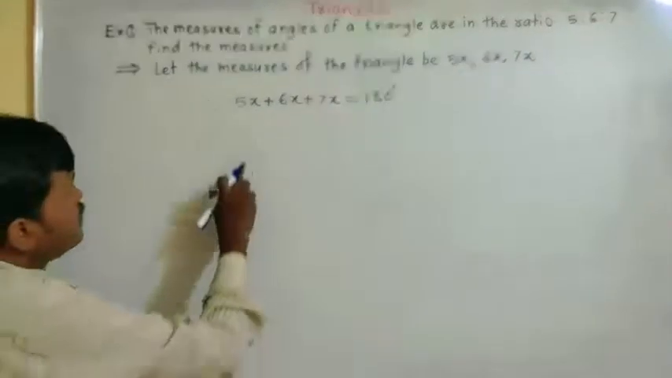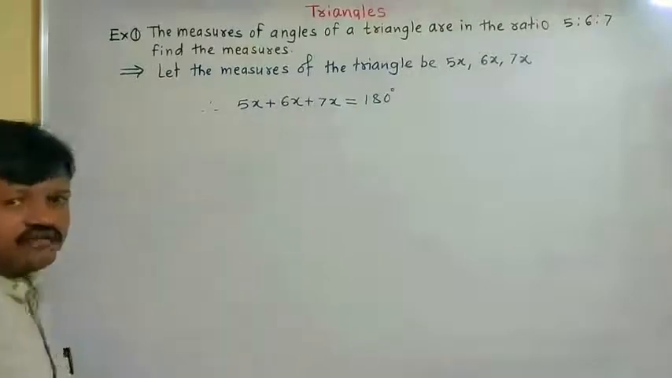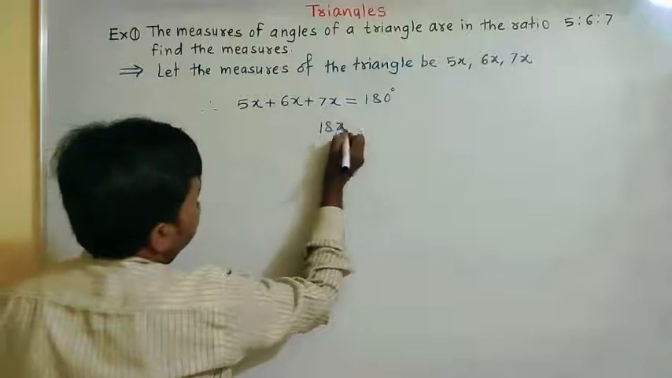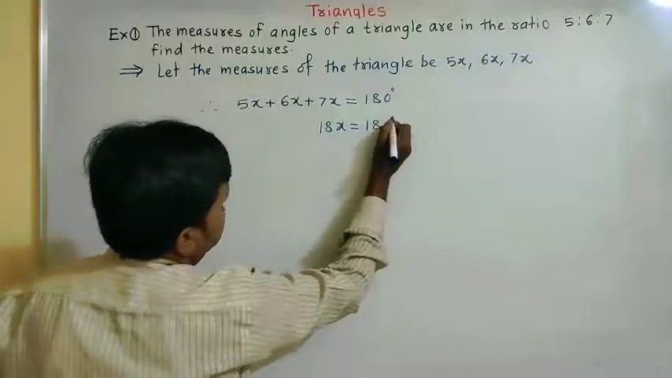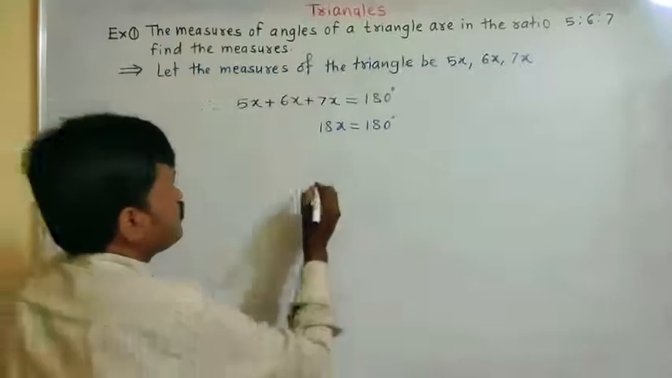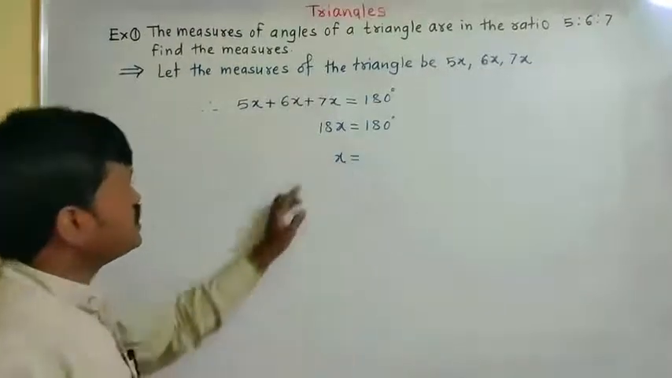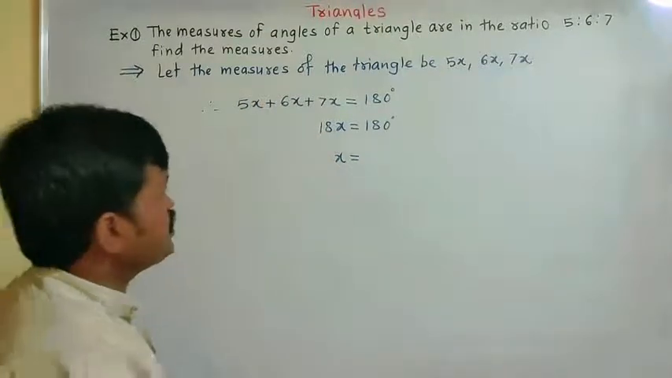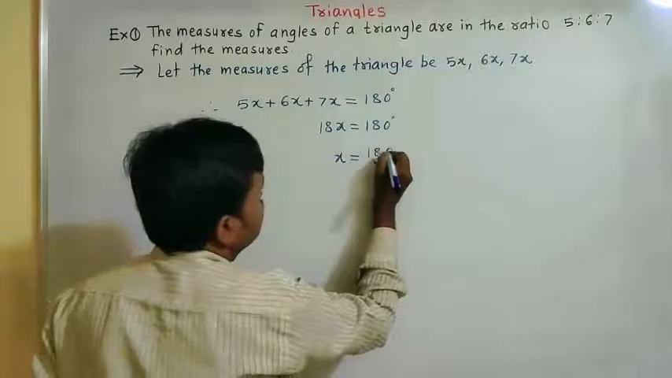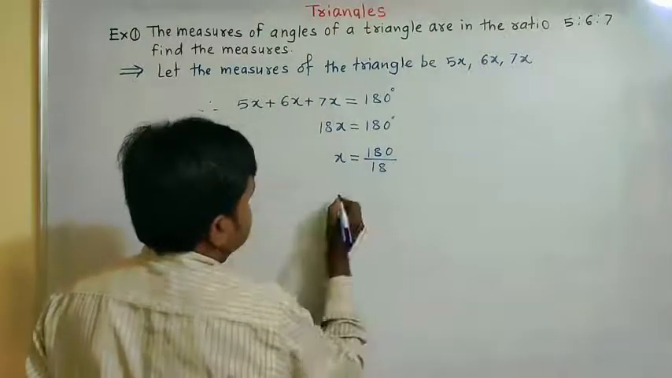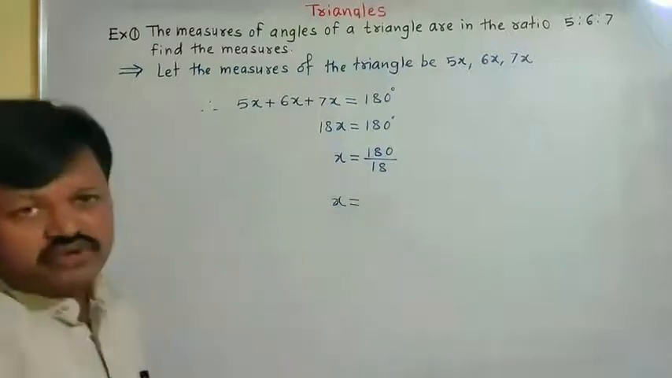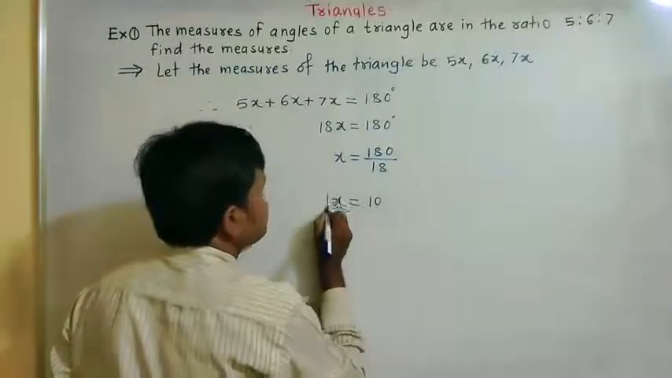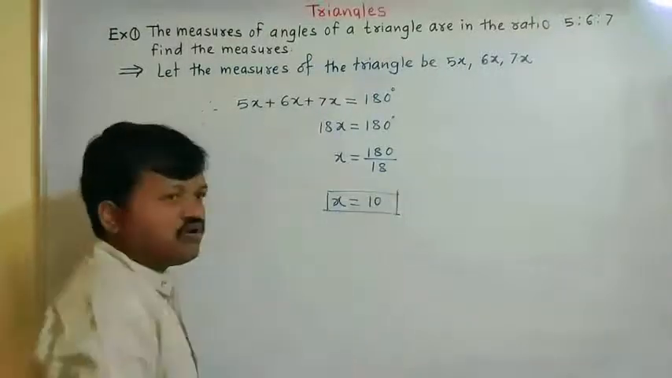Now solve this. 5x plus 6x is 11x, plus 7x is 18x. So 18x is equal to 180 degrees. Therefore we want the value of x. 18x is 18 into x, so take this 18 to the other side, it becomes divide. So 180 degrees upon 18. Therefore x is equal to 180 upon 18, that is 10. So this is the value of x.